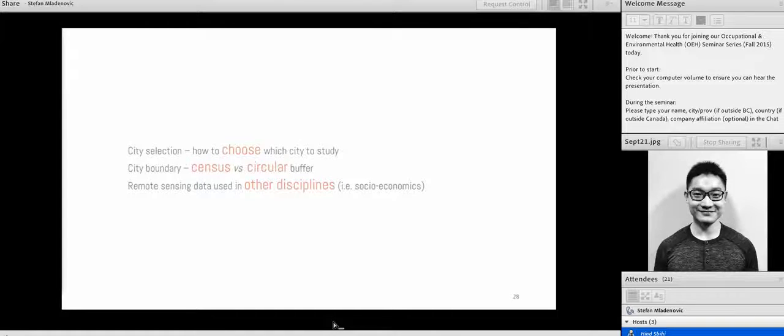And again, I have the images of the entire Earth, so I need to figure out a way to define my city. Do I use census boundaries, or do I use circular buffer boundaries?